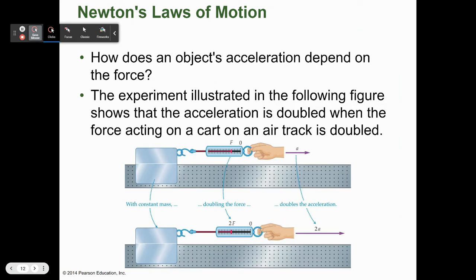So, how does an object's acceleration depend on the force? If we look at the experiment below, the following figure shows that the acceleration is doubled when the force acting on the cart of the air track is doubled. This is our spring scale, and it's measuring our force. Our mass is constant, it's the same mass. If we double the force, 2F versus F, then we also wind up making it go twice as fast. So an object's force is determined by its mass, the amount of matter it takes up, and by its acceleration.